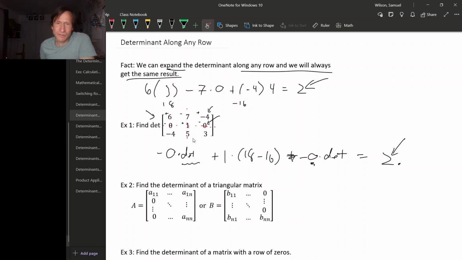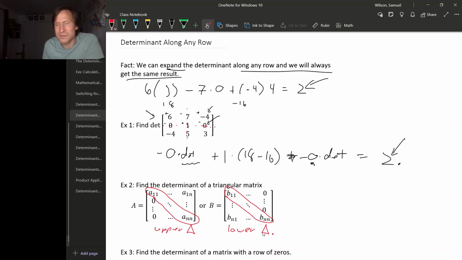All right. So you can see if there are zeros around, if you pick your row strategically, you can make calculating a determinant a lot easier on yourself. Let's look at another example where that happens. So let's find the determinant of a triangular matrix. Any square matrix has diagonal entries, and a triangular matrix is just a matrix that is all zeros either below that diagonal, like the matrix A, or above that diagonal, like this matrix B. So A here is called upper triangular, and B is called lower triangular.